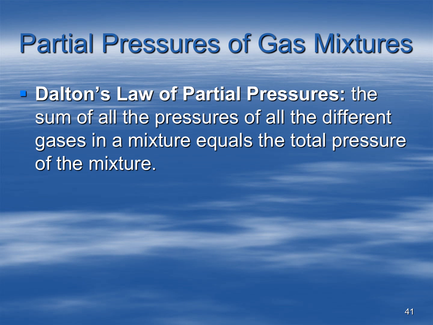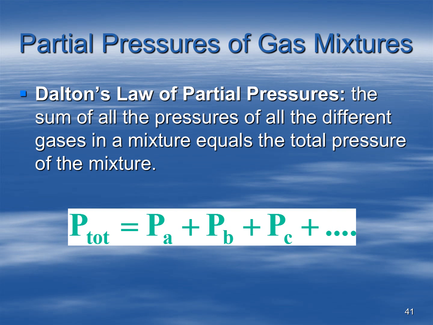Okay, Dalton's law of partial pressure. The sum of all the pressures of the different gases in a mixture equals the total pressure of the mixture. All right, what does that mean? So if I have a bunch of different gases mixed together in one container, the total pressure will be just the pressure due to the first gas plus the pressure due to the second gas plus the pressure due to the third gas, etc.